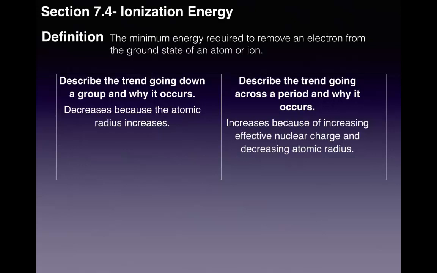As you move across the periodic table, though, the ionization energy increases because the effective nuclear charge, or the attraction for that electron, increases, and the size of the atomic radius decreases. So as the effective nuclear charge increases and the atomic radius decreases, that brings the electron closer to the nucleus with a stronger attraction for that electron. Therefore, the ionization energy is going to be larger because it's going to require even more energy to remove that electron.